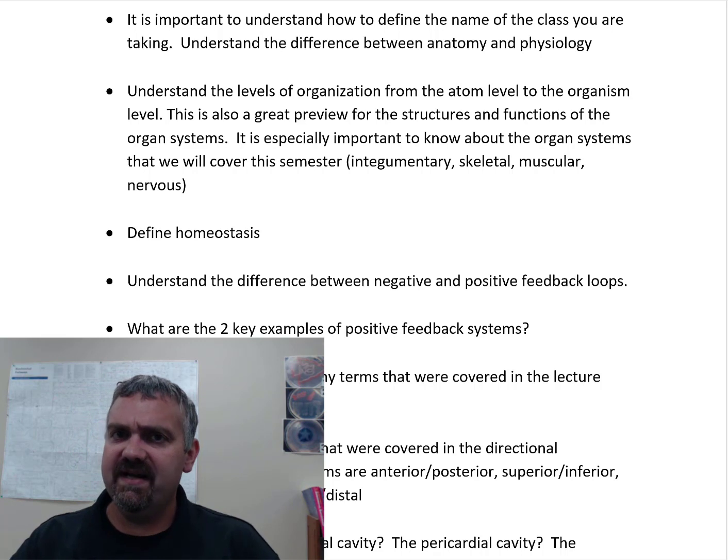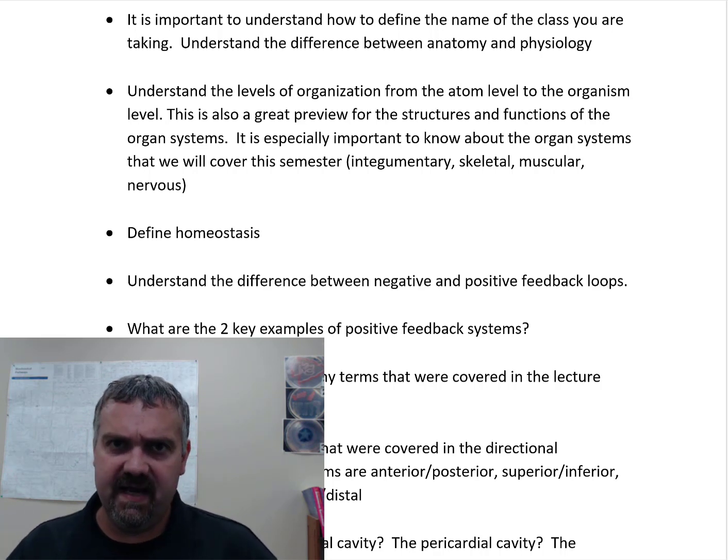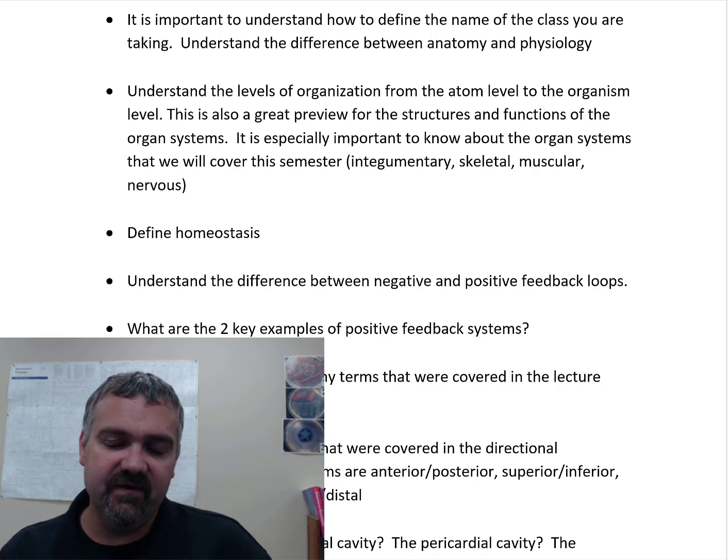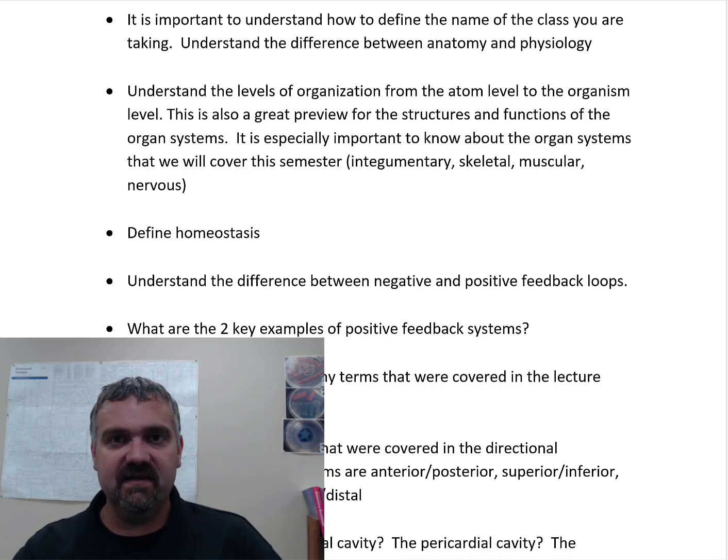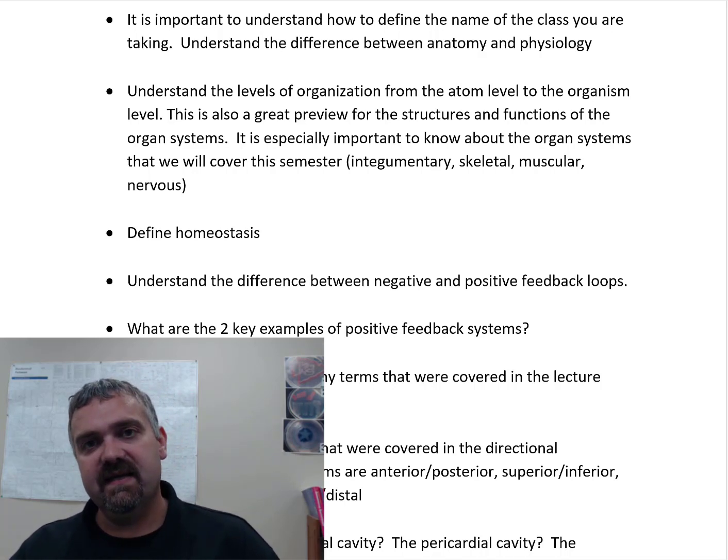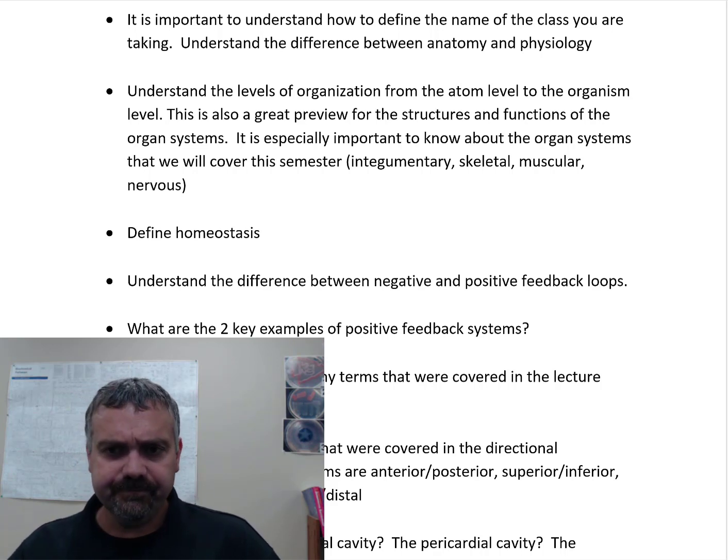But another one is generating heat. Your muscle's very metabolically active, and the number one byproduct of your metabolism is heat. So it's because of the law of thermodynamics. We'll cover that later. But so the generation of heat is a function of the muscular system you may not have thought of. Nervous system.